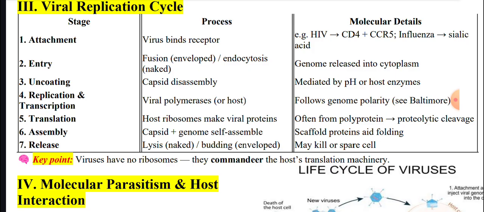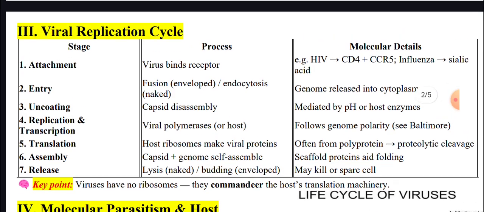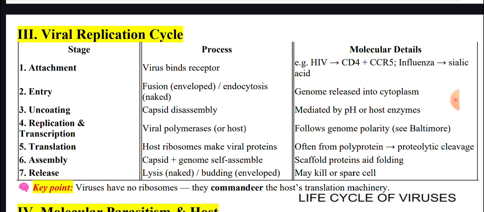Enveloped viruses need that host membrane. So they exit via budding. They push outwards through the cell surface, wrapping themselves in a patch of the host membrane, studded with those viral glycoproteins as they go. This budding process can be slower and doesn't necessarily kill the cell immediately, which can lead to chronic persistent infections.